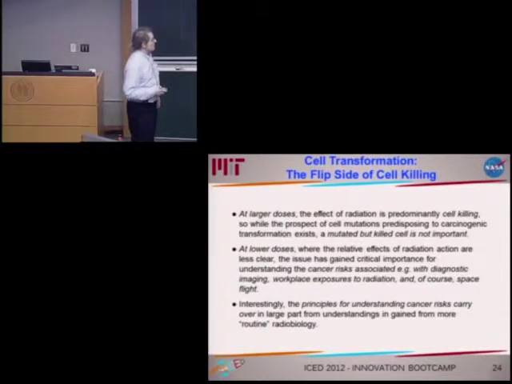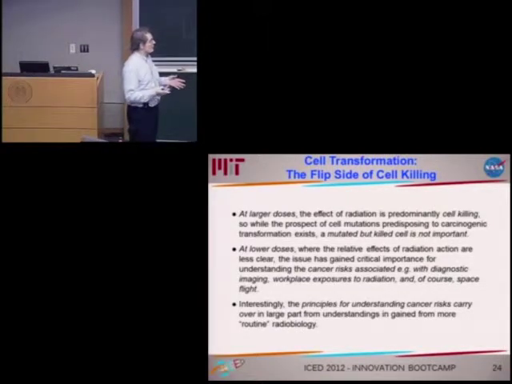Okay. So what we see is that cell transformation is sort of the flip side of cell killing. At larger doses, the effect of radiation is predominantly cell killing. While, as we know, radiation is also a mutagenic agent, what we hope for, at least, is that we have killed cells, so it's sort of like the competing causes of death kind of thing. If the mutated but killed cell is unimportant, then if all goes well in a therapeutic context, mutated cells wouldn't be a problem. But certainly at lower doses, we can't necessarily hope for that.